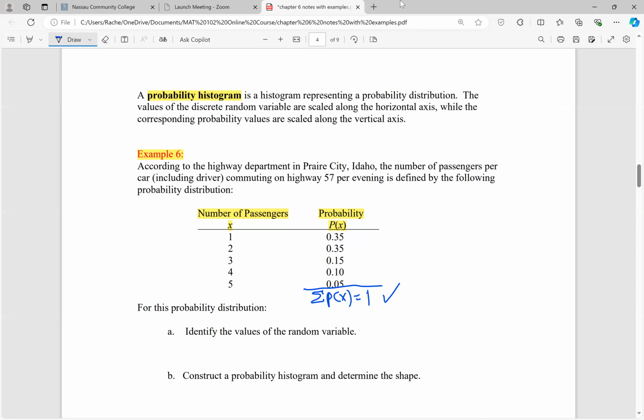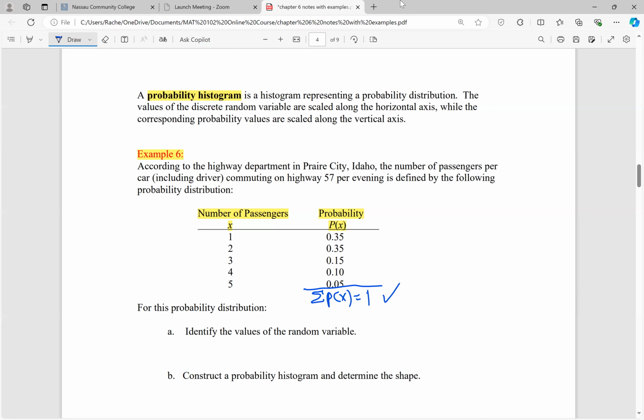So think about how this could relate to us here on Long Island. I know it's hard to relate to in Prairie City, Idaho, on Highway 57, but imagine we have cars commuting in the evening, right? Evening typically is rush hour, right? People are going home from school, from work, and on the highways, there tends to be a lot of traffic. So if we relate that to here, for us on Long Island, let's imagine the Long Island Expressway, right? In the evening, it gets very busy, a lot of traffic.